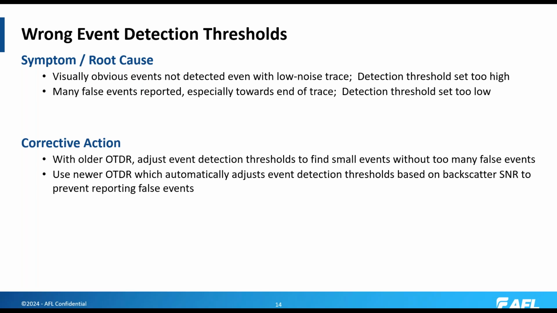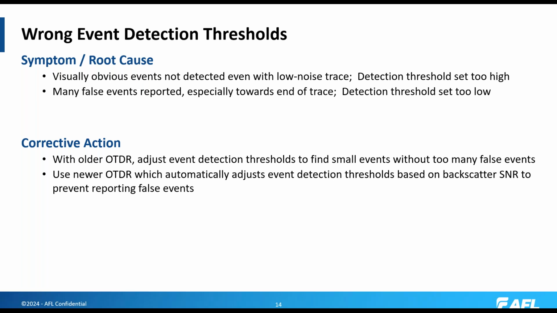Corrective actions: with older OTDRs, adjust the event detection thresholds to find the small events without producing too many false events. Alternatively, use a newer OTDR such as our FlexScan OTDRs, which automatically adjust the event detection thresholds based on the backscatter signal to noise ratio.